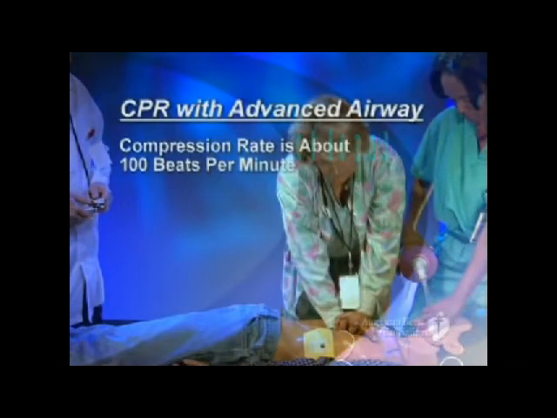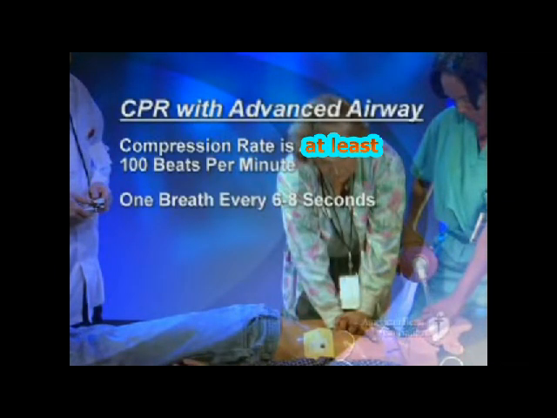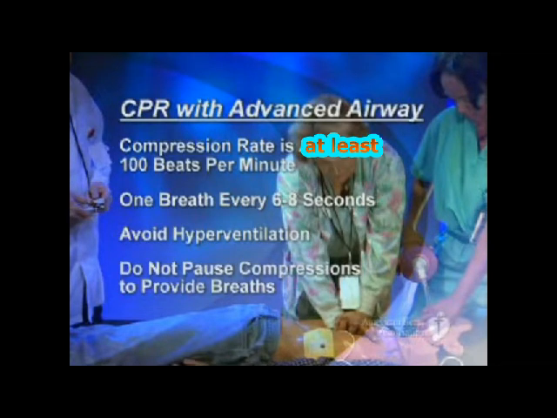Two rescuers no longer deliver cycles of CPR. Instead, the compressing rescuer should continue chest compression without pausing for ventilation. However, ventilation changes to 1 breath every 6 to 8 seconds, about 8 to 10 per minute, being careful to avoid hyperventilation. Also, there is no pausing to provide breaths. Compressions continue as breaths are given.